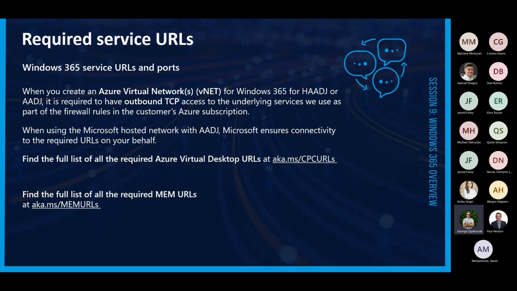There's a full list in the Windows 365 documentation, but it's basically the standard URLs for Microsoft Intune, Azure Virtual Desktop URLs, and there's a bunch of Windows 365 URLs that it needs outbound connectivity to. So just make sure they're not blocked in your firewall.